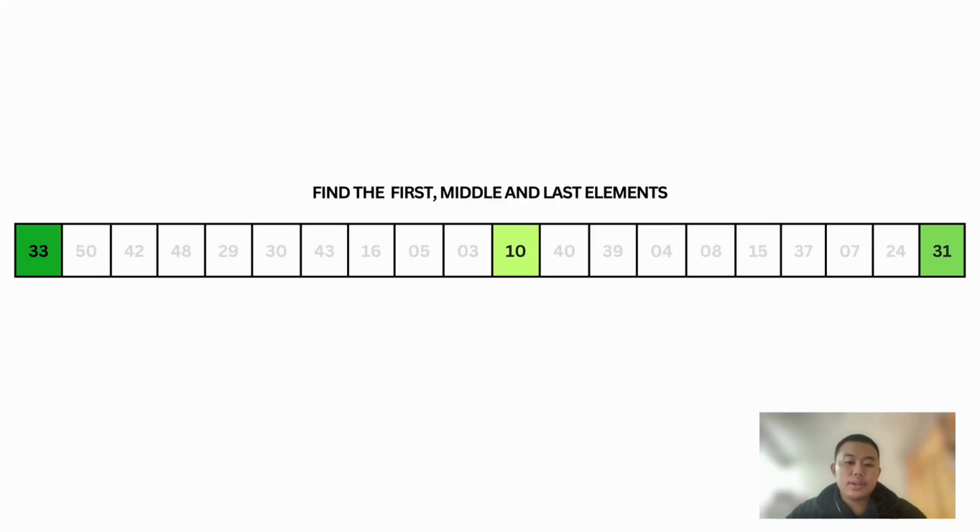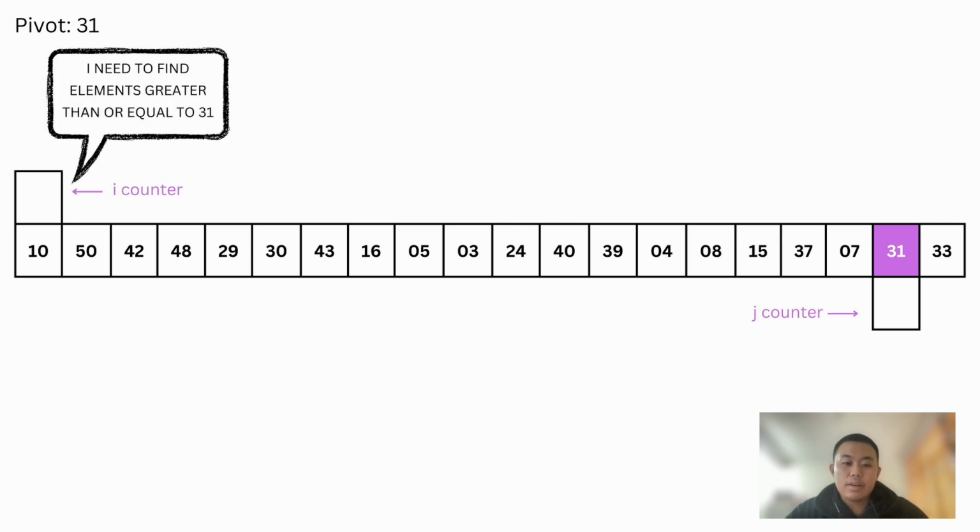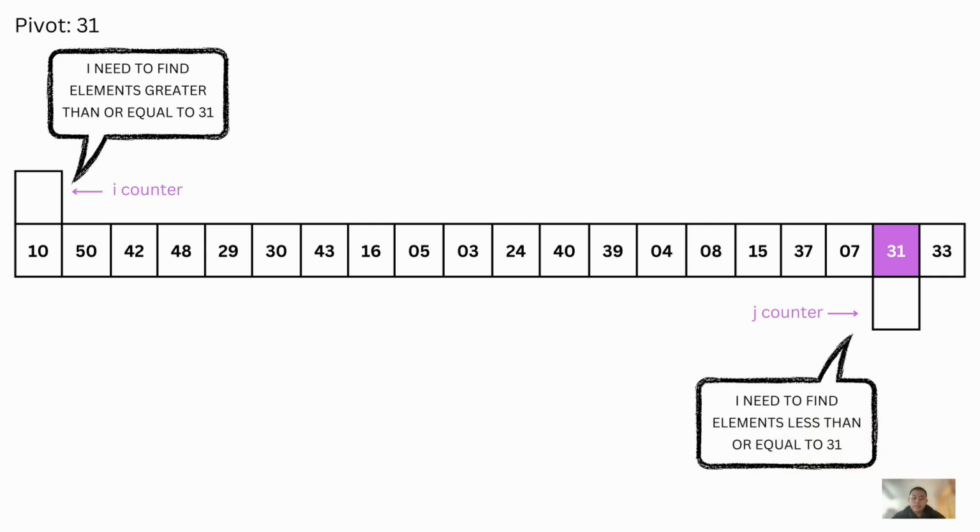We need to find the first, middle, and last elements, and then sort them, then swap the middle with the second to the last element, and then make it the pivot. Now, we'll place the I counter on the first element and the J counter on the pivot. Now the role of the I counter is to find the elements greater than or equal to the pivot, and the J counter is to find the elements less than or equal to the pivot.